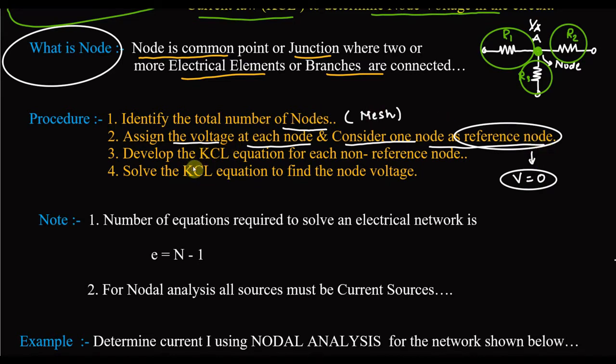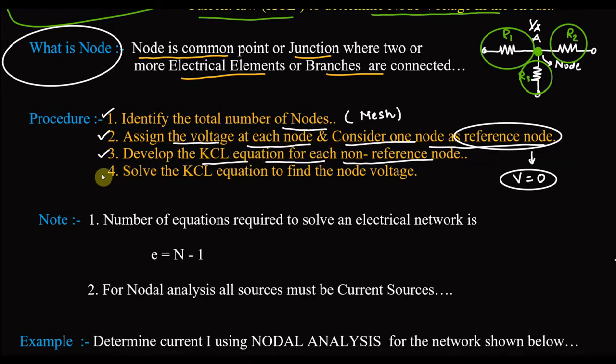Okay, now in the third step, we have discussed the first step, we find the number of nodes. Second, we assign the node voltages and consider one of the nodes as reference. In the third, we develop the KCL equation for each non-reference node. So we don't have to write the KCL equation for the reference node, only for non-reference nodes. KCL means Kirchhoff's current law, so we have to write the current equation.